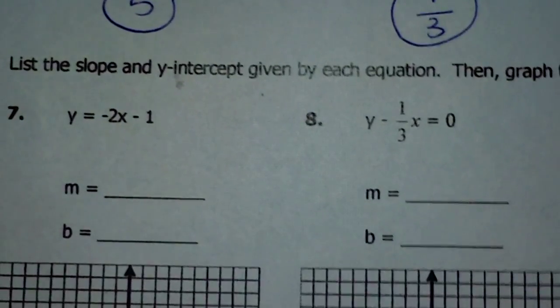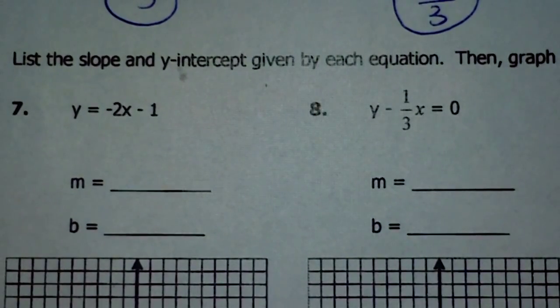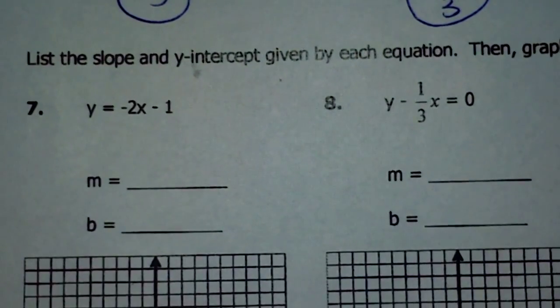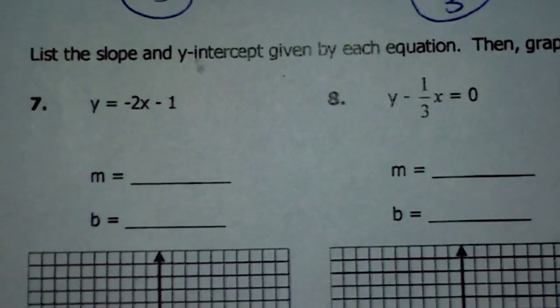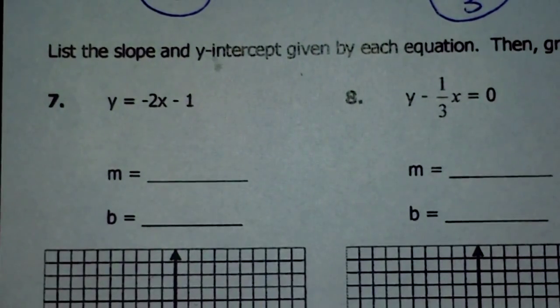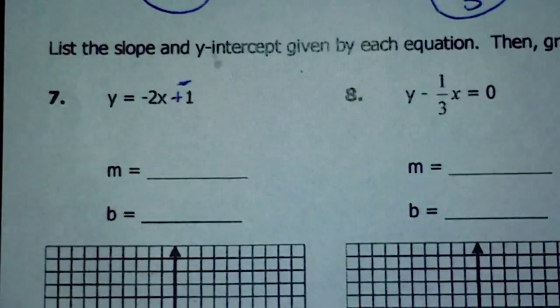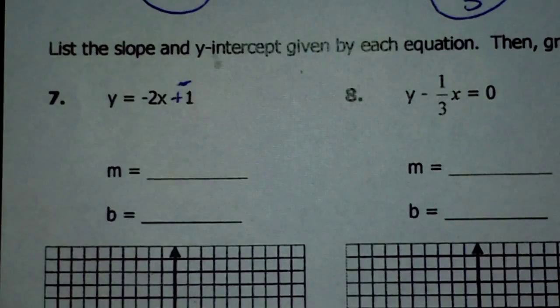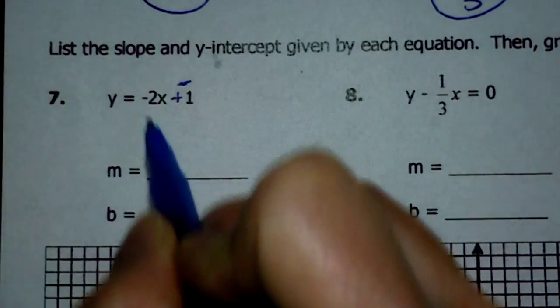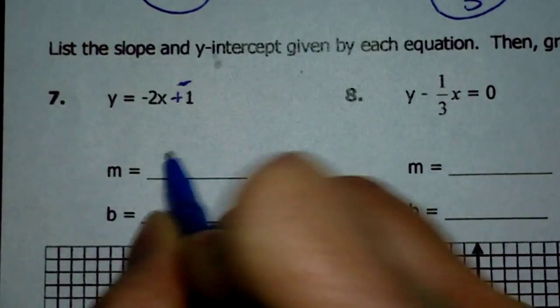All right, next, I ask you to list the slope and y-intercept given by each equation. And then I want you to graph it using that. So you need to make sure your equation is in y equals mx plus b form first. And this one is, you might want to do some keep, change so that you don't get that -1 confused with a +1. Your slope here is the coefficient of x, which is a -2.